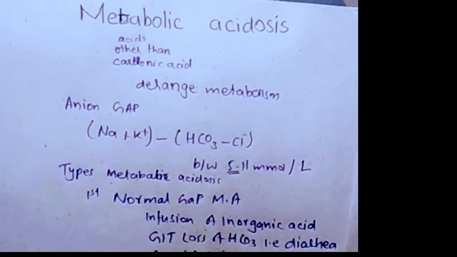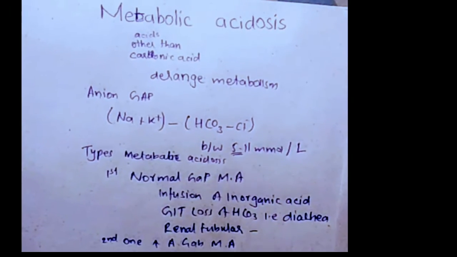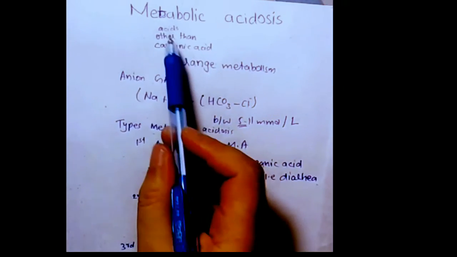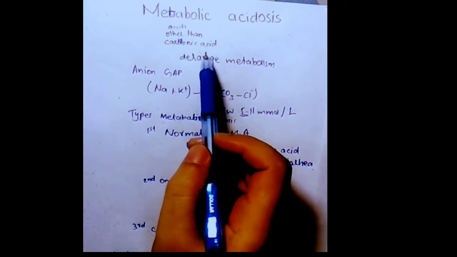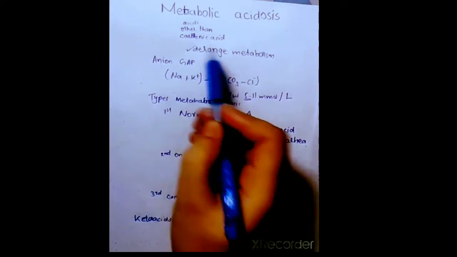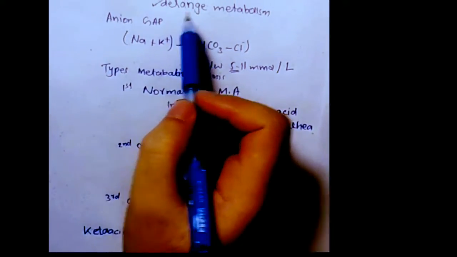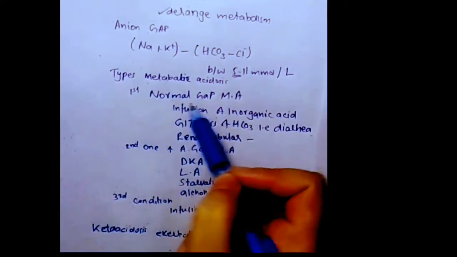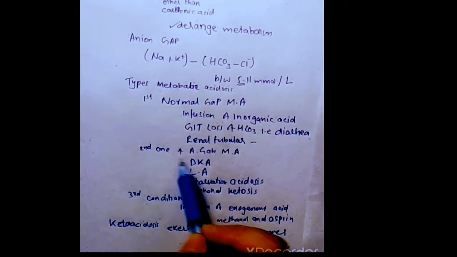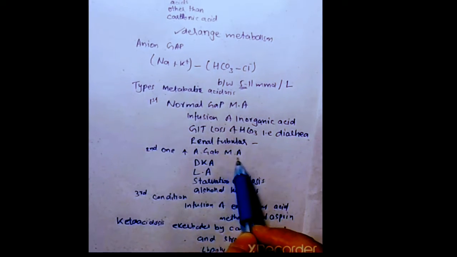Hello students, in this lecture we will discuss metabolic acidosis. Metabolic acidosis is a condition in which acids other than carbonic acid accumulate inside the body as a result of deranged metabolism. That's why it is metabolic acidosis. There are mainly two types of metabolic acidosis: normal anion gap metabolic acidosis and increased anion gap metabolic acidosis.